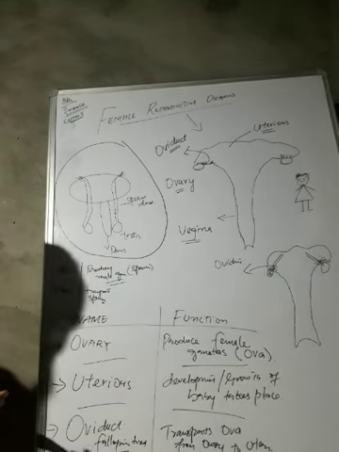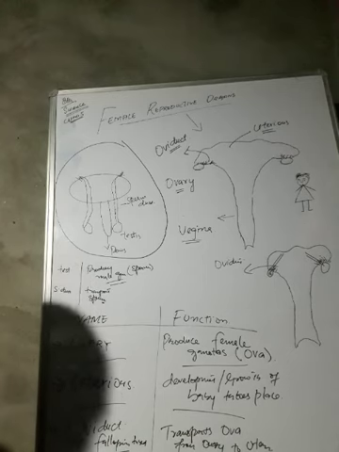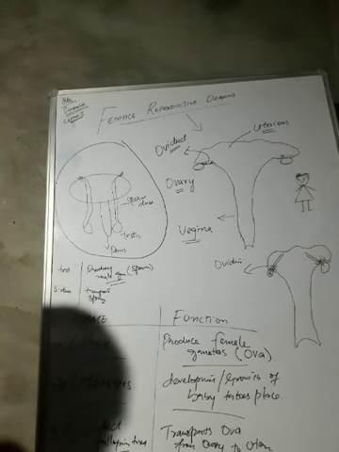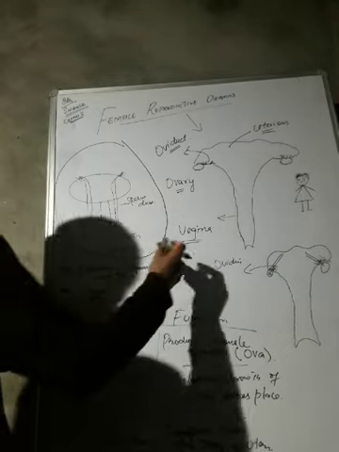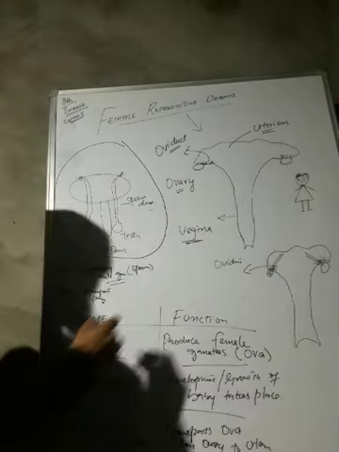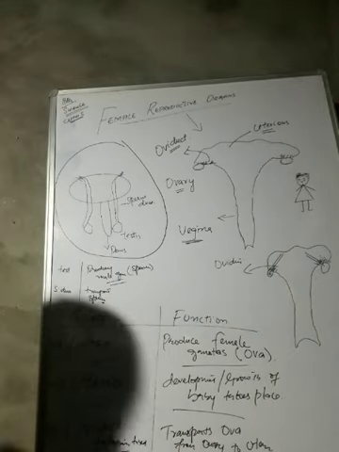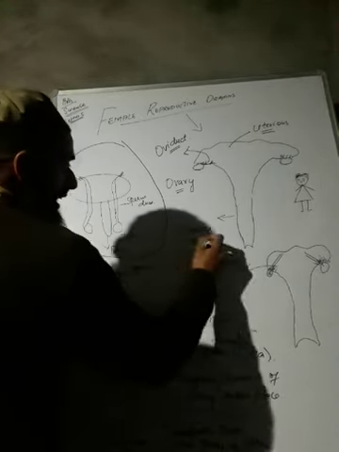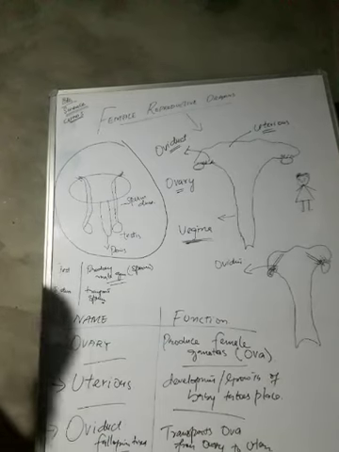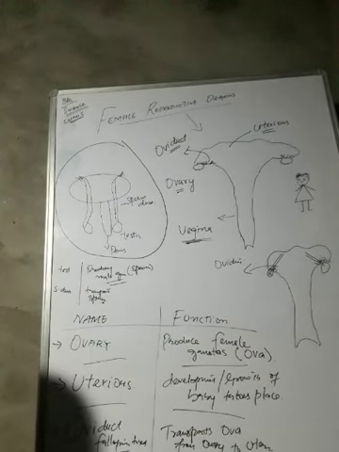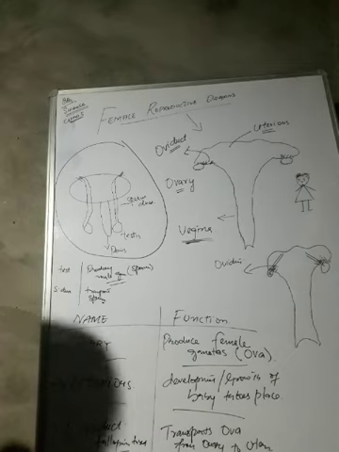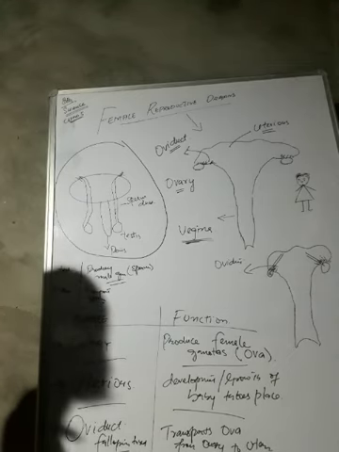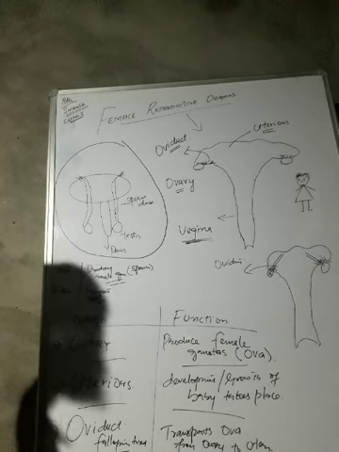Therefore, the function of the vagina is that the baby comes out through it. The organ by which the baby comes out is known as the vagina.